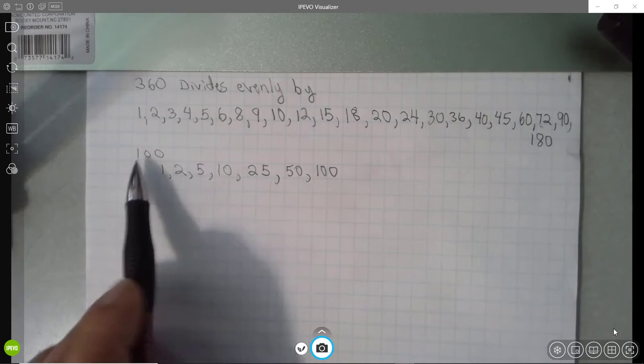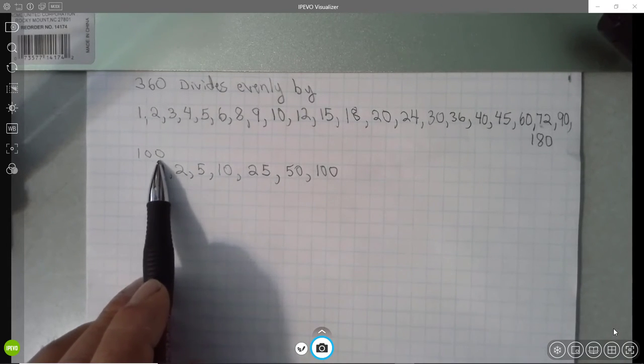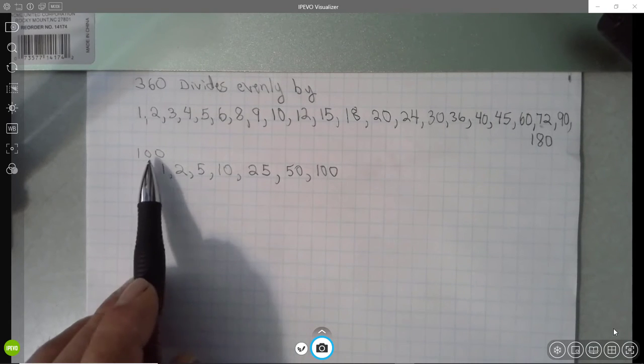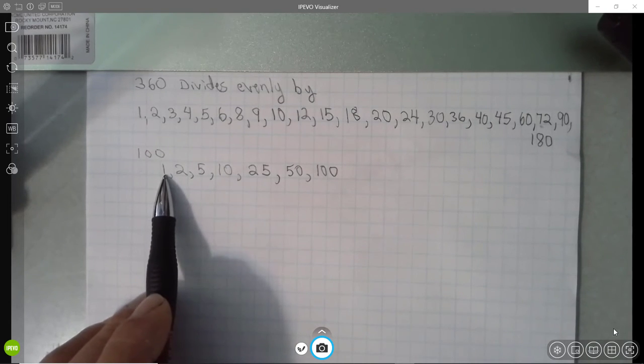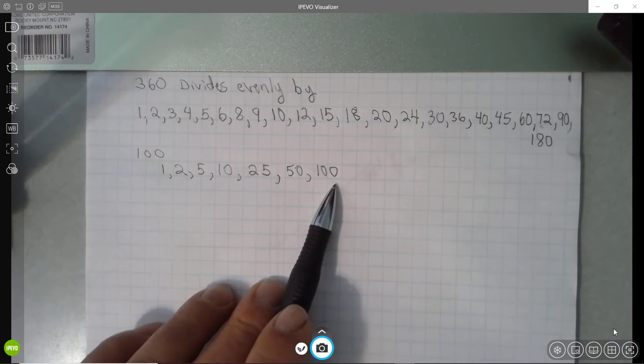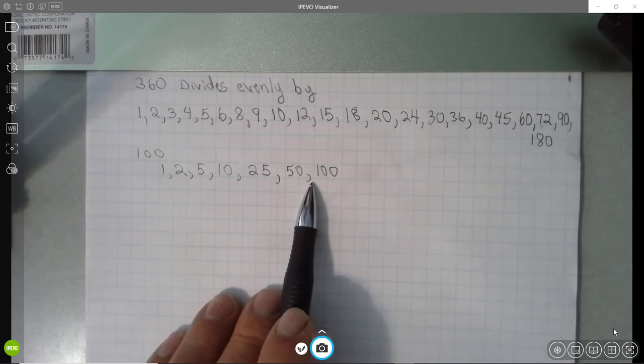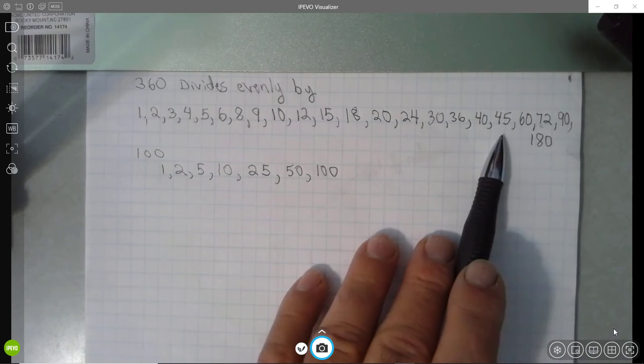In contrast, suppose we had done something like this. What if we made each degree 1/100th of a rotation? Well, in that case, you don't get nearly as many even divisors. The integers that divide 100 are 1, 2, 5, 10, 25, 50, and 100. Notice how much shorter, how much richer this list is up here.